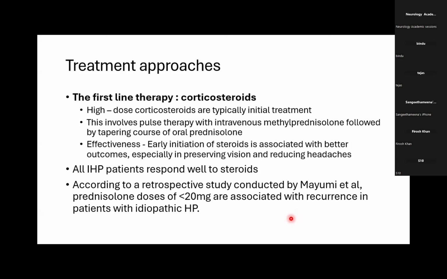The problem with idiopathic hypertrophic pachymeningitis is when we start to taper the steroids, there will be recurrence of the symptoms once again, sir. Almost all patients will respond.